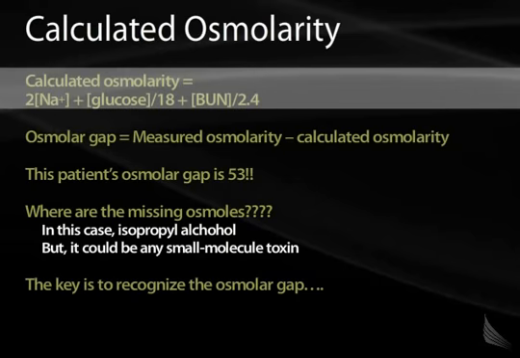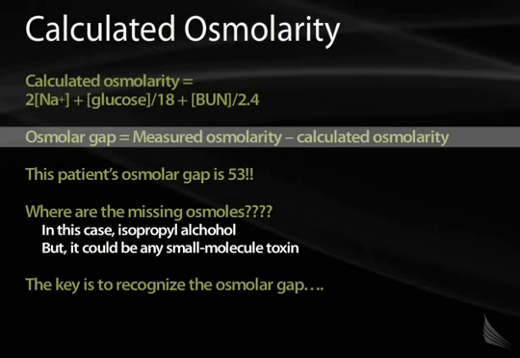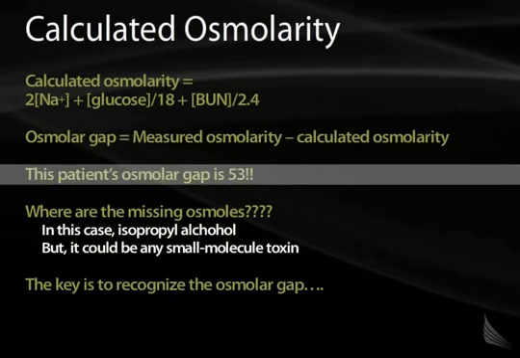We can use the equation shown 2 slides ago to figure this out. If we use the given values for sodium, glucose, and BUN, plug them into this equation, and calculate this patient's osmolar gap, we find that his osmolar gap is 53. This is quite high. And what we've learned by doing this is that there is a major source of osmoles not yet accounted for by the routine labs that are taken as shown in the previous slide.